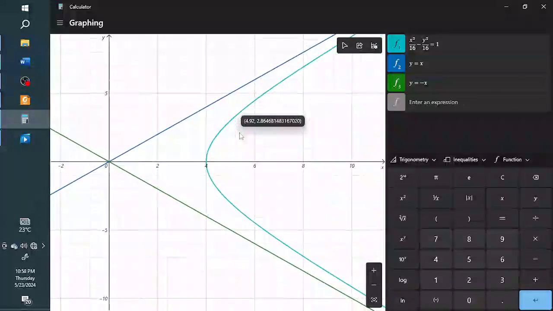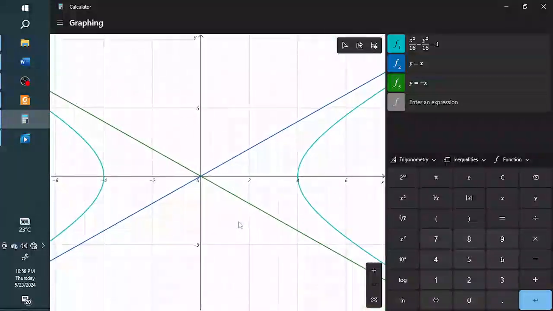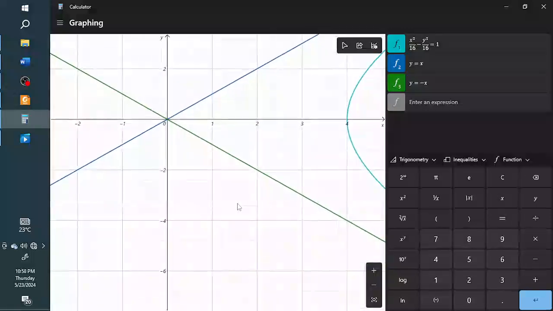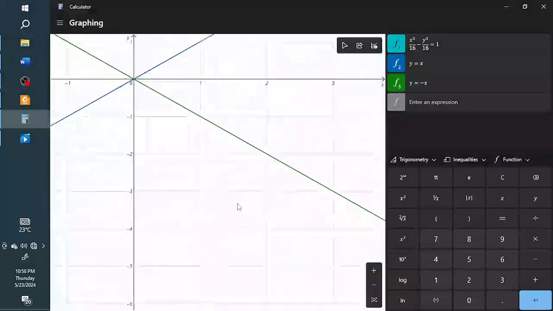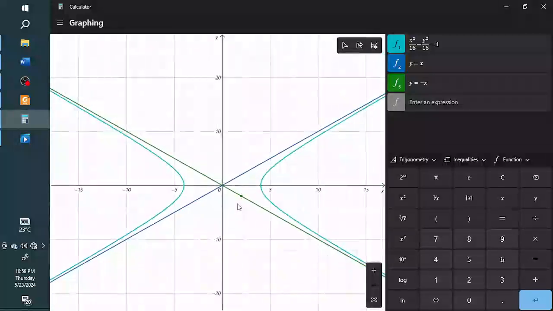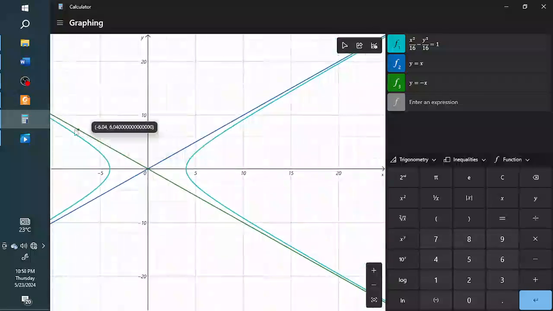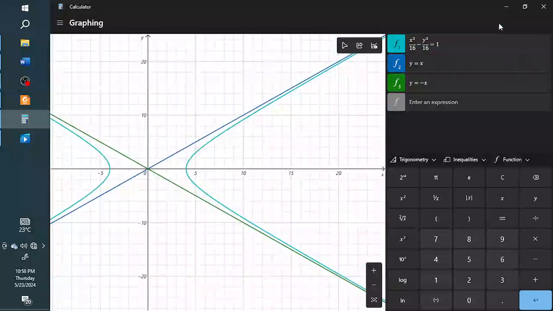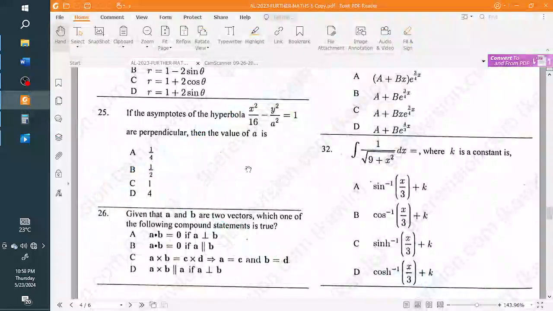That's what we call a rectangular. No, this is not rectangular. It's not a rectangular hyperbola. Sorry. But anyways, this is just a plot. Those are the two asymptotes to the curve. Alright, so like we said, option D is correct.